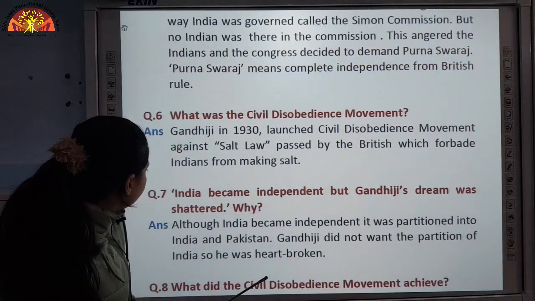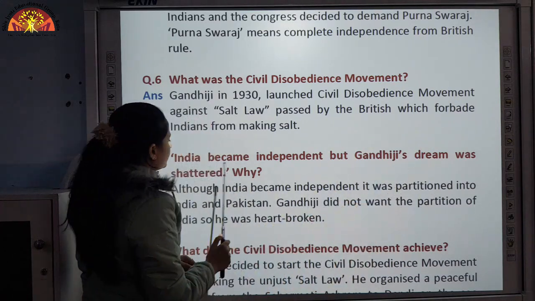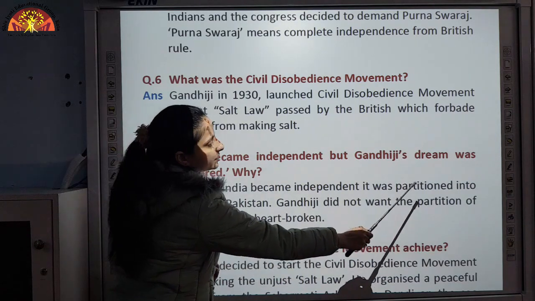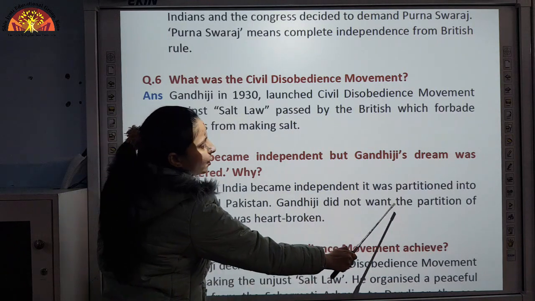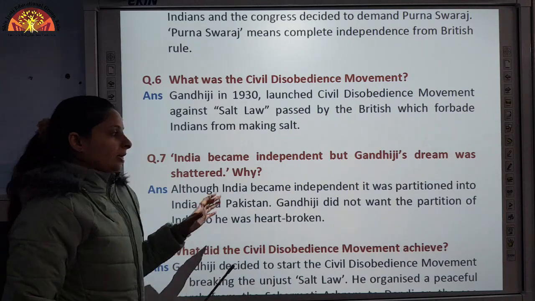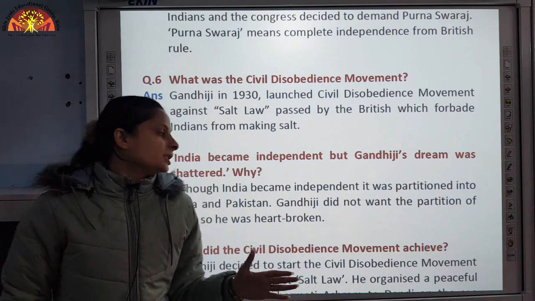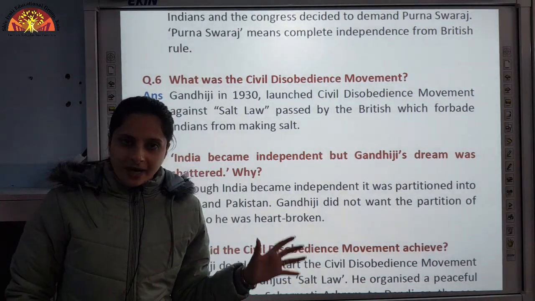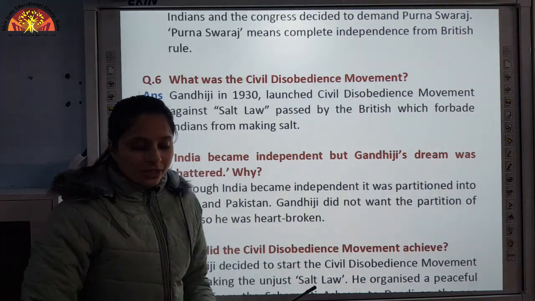Question number 7. India became independent, but Gandhiji's dream was shattered. Why? Although India became independent, it was partitioned into India and Pakistan. Gandhiji did not want the partition of India, so he was heartbroken. Now, we got independence. India became independent, but it was partitioned into India and Pakistan, and Gandhiji did not want this partition, so he was heartbroken. He was very sad and his dreams were shattered.